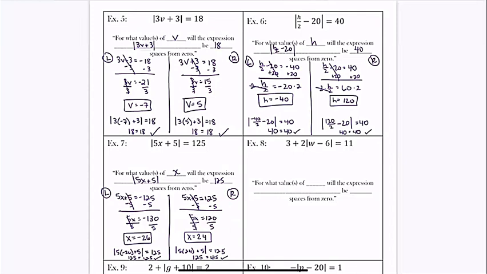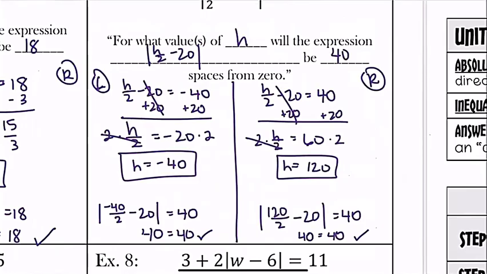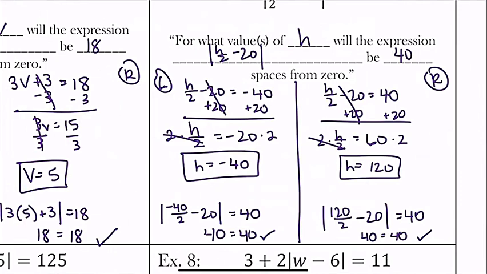Here is number 6 and number 7. On number 6, our two answers are -40 and +120. You can see my work here. Just a reminder, we're always going to do the inverse of what's already happening. So we were already subtracting a 20, so the inverse is to add. And then we were already dividing by 2, and the inverse is to multiply.